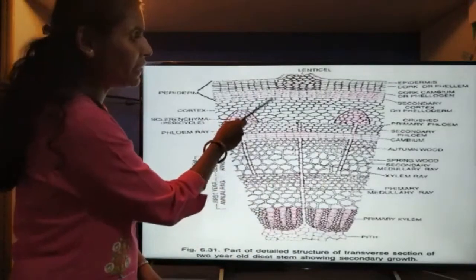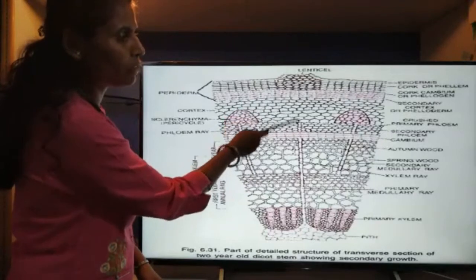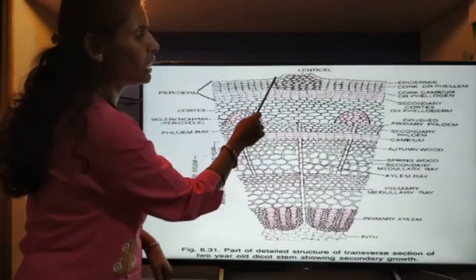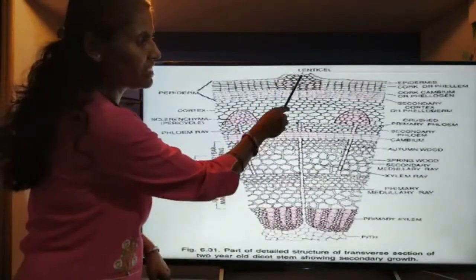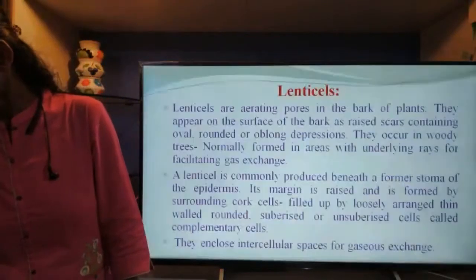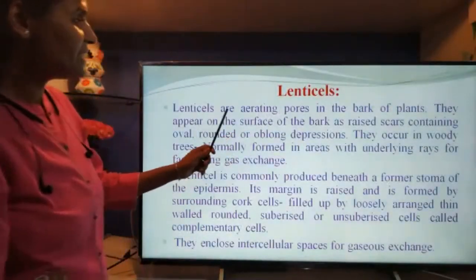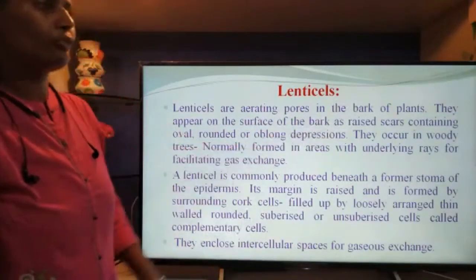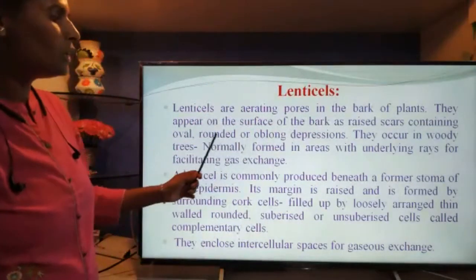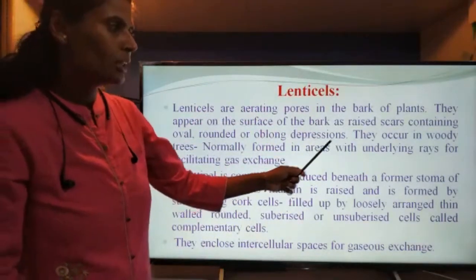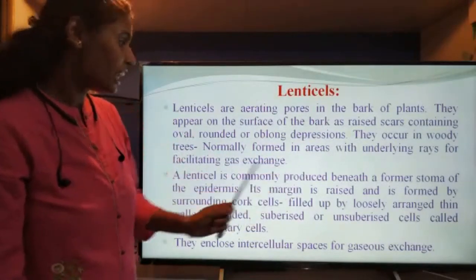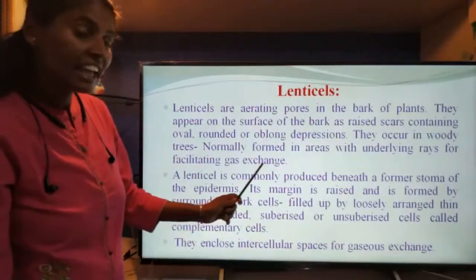And due to the repeated formation of cells, or addition of a number of cells, a pressure is created which results in the opening of the outer epidermal layer, that is called the lenticel, which is meant for exchange of gases. So as I already told, lenticels are aerating pores in the bark region of a plant. They appear on the surface of the bark as raised scars containing oval, rounded and oblong depressions. They occur in woody trees, normally formed in areas with underlying rays, for facilitating gas exchange.